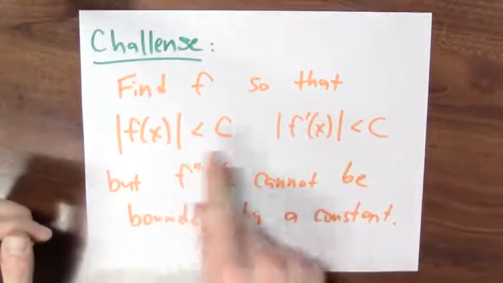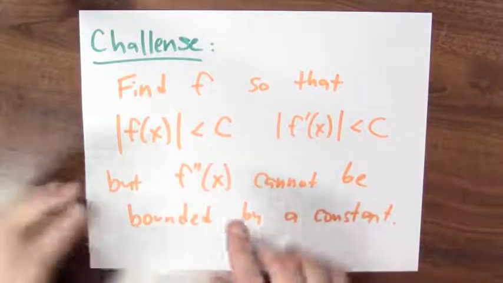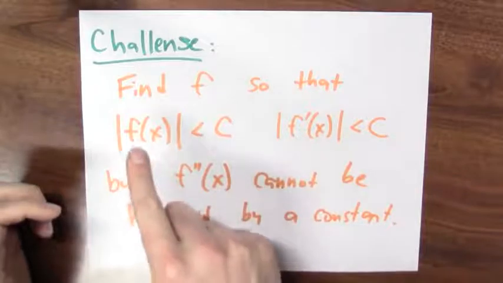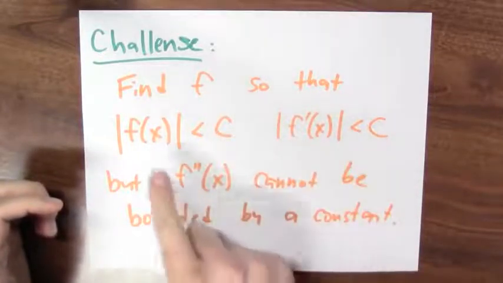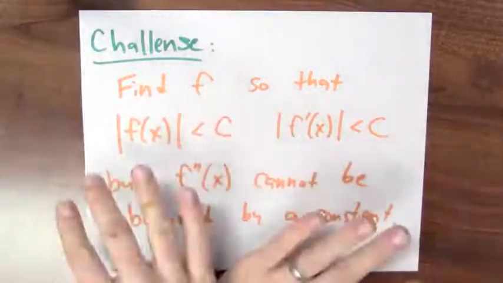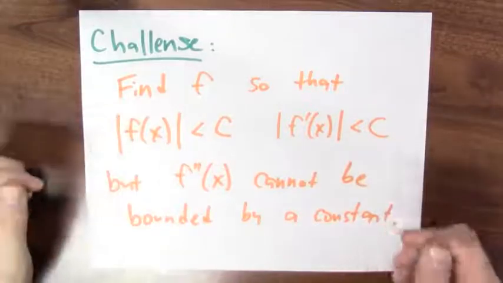But I want that function to have second derivative which can't be bounded by a constant. I want you to cook up a function so that, yeah, the values in the first derivative are bounded by c, but the second derivative can be as big or as negative as I'd like by choosing x appropriately. Can you find a function like that?